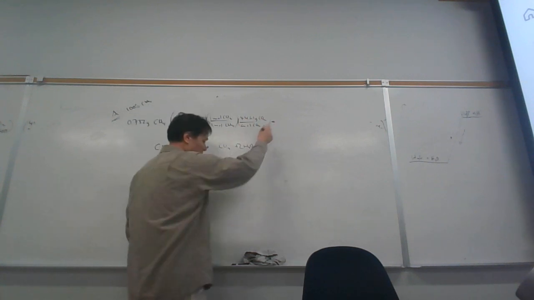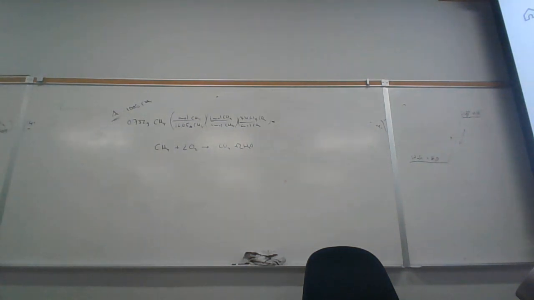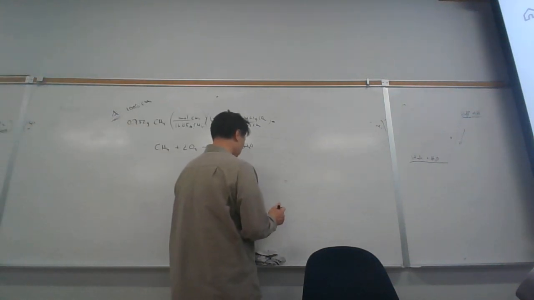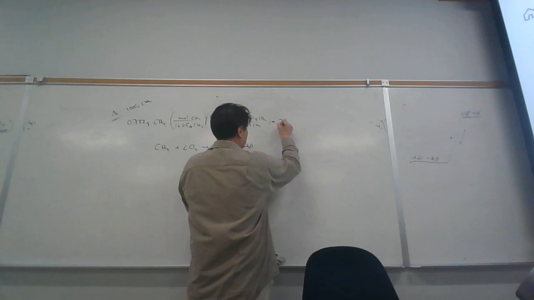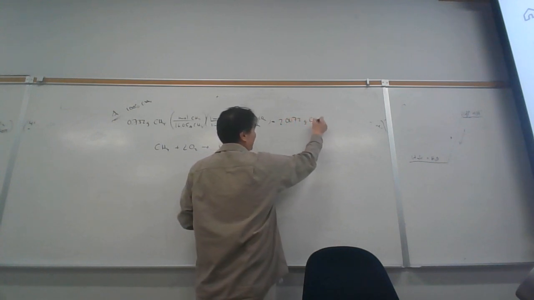So let's just double check this calculation here. 0.732 divided by 16.05 times 44.01. 2.0072 grams. So you got the same, right? Yeah.